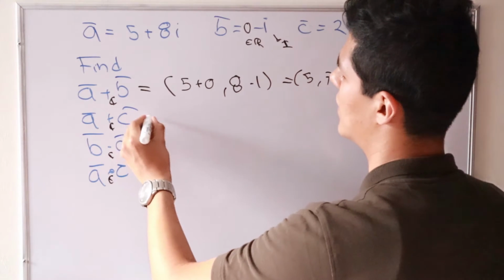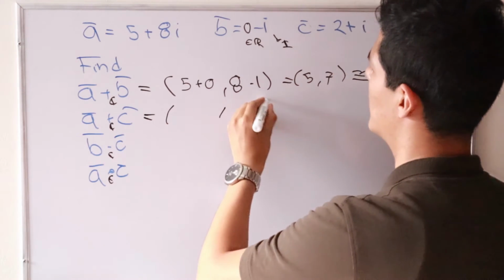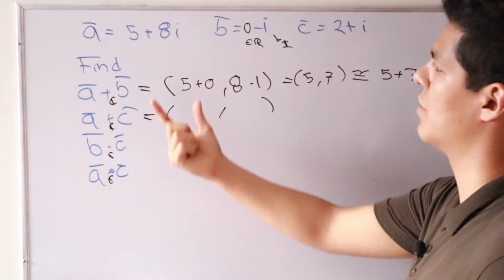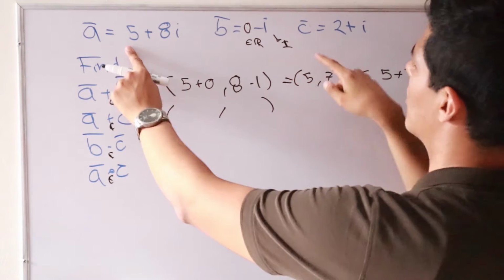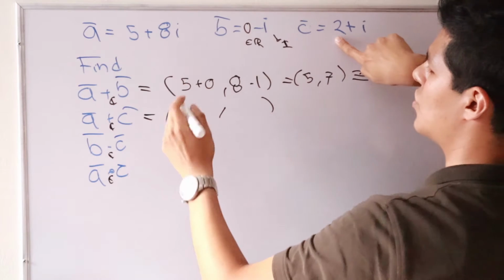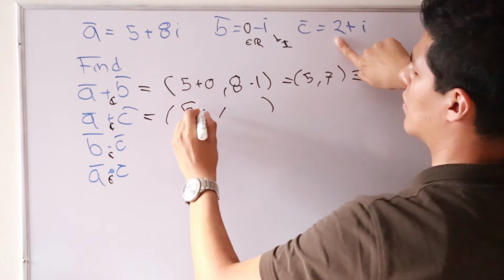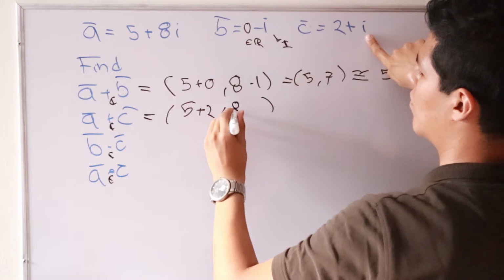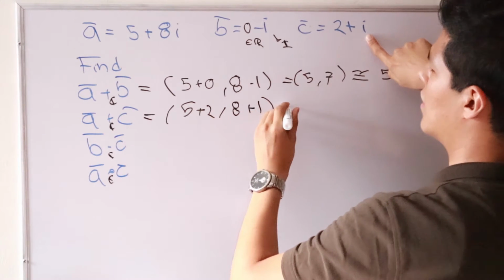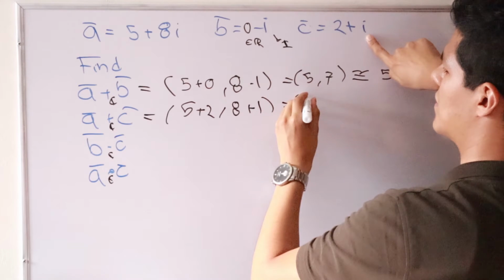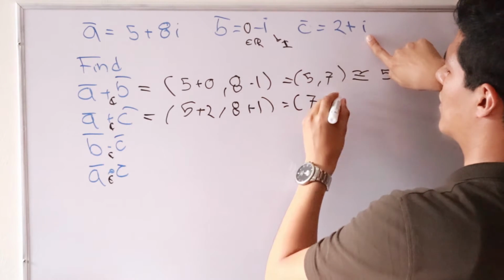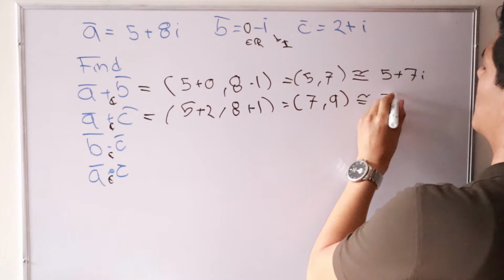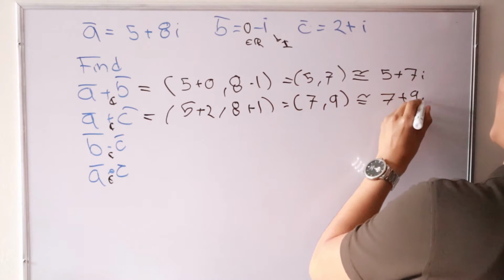Another one is that we need to recall the definition of the addition of complex numbers, and it is 5 plus 2 in the first one, and then 8 plus 1. And this is, guys, 7, and in the other one we have 9. So this is equivalent to 7 plus 9i.